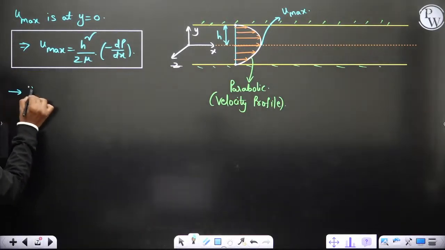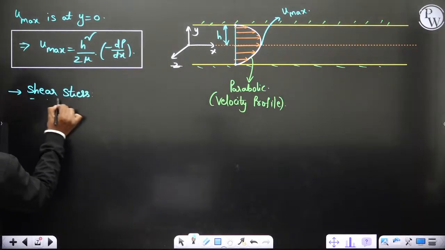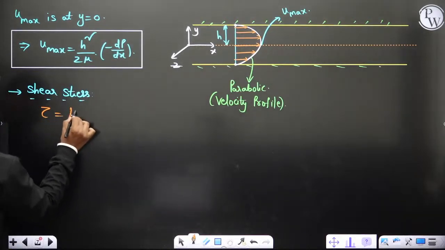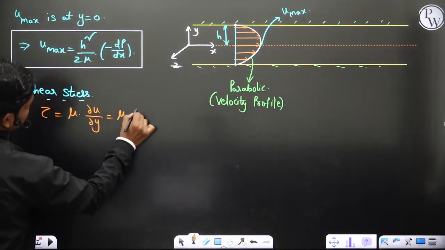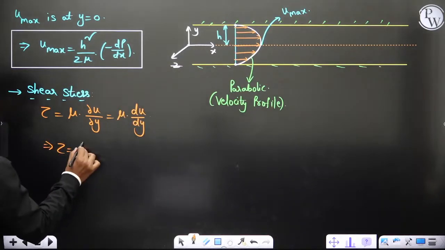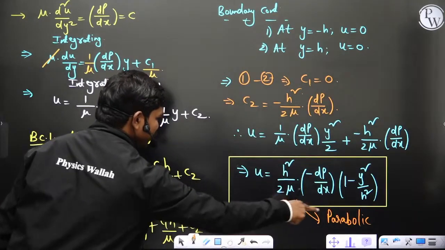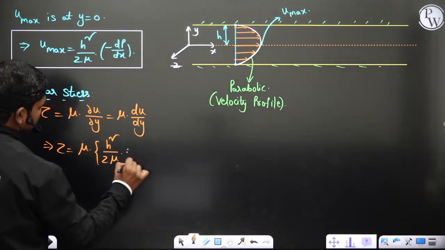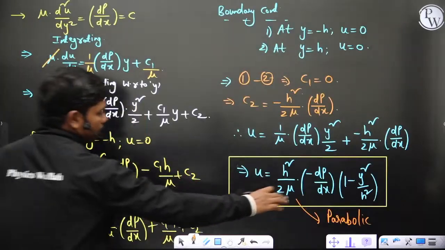Anyway, this is what you have. Now shear stress. Normally these clearances are small. So tau is equal to mu into dou u by dou y, or since u is only a function of y, you can write du by dy at any point. So tau is equal to mu into du by dy. If you differentiate this with respect to y, h square by 2 mu into minus dp by dx is constant, correct? So you can pull it out.